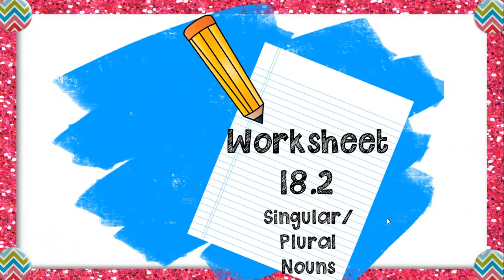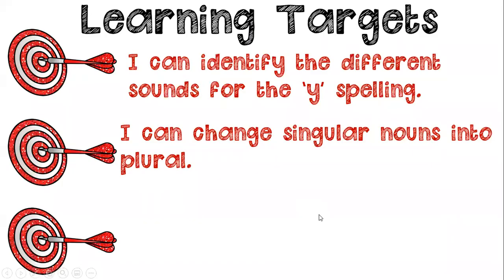Now you're going to complete workbook page 18.2, where you're making your singular and plurals. You're changing your nouns or verbs to be singular or plural. Now our I can statements for today, we'll review them one more time. I can identify the different sounds for the Y spelling, and I can change singular nouns and verbs into plural nouns and verbs. Have a great day.